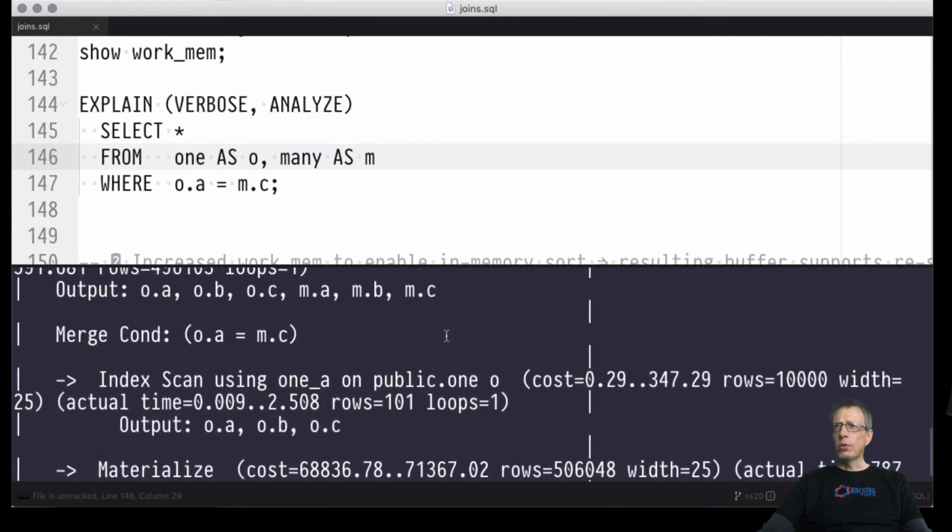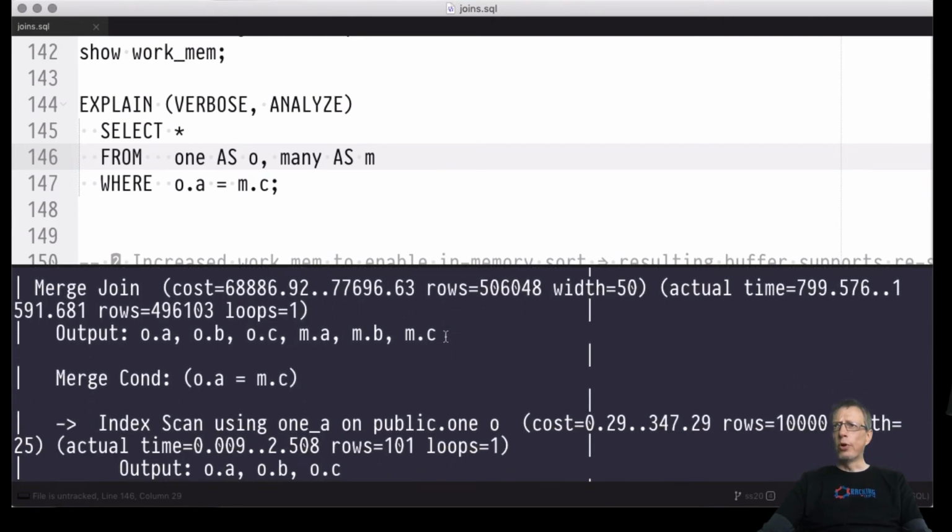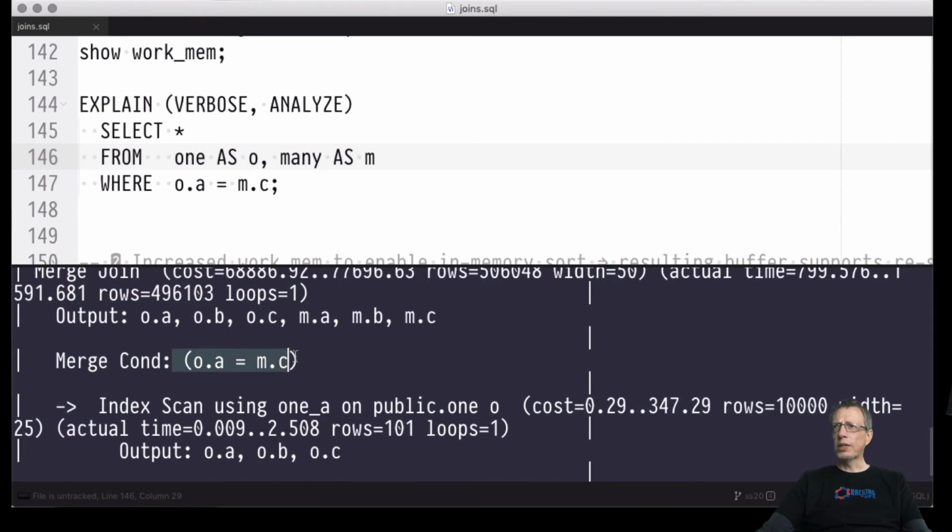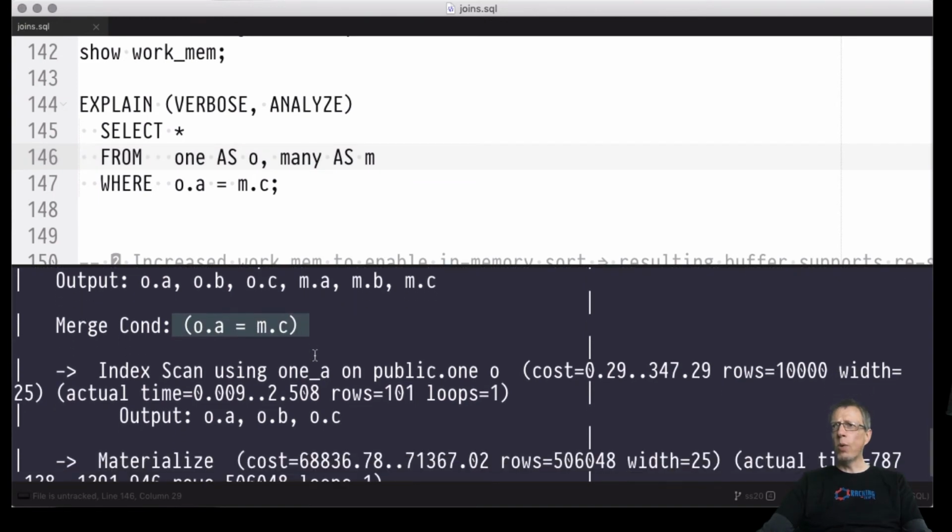Okay, so let's first check the top of the plan. Indeed, it's a merge join based on the correct join condition. Okay, well, the one side, perfect. It can contribute its rows in A order by just using an index scan, the primary key index that has been established on the one table. That's perfect. So that's a check on the left-hand side join input.